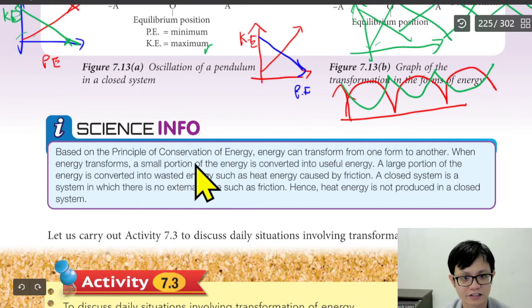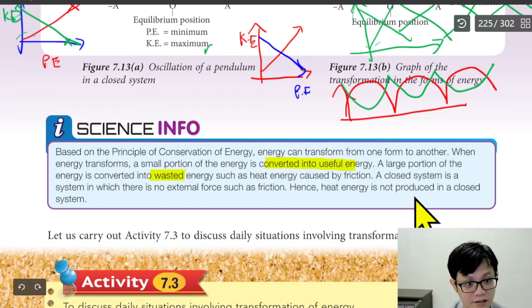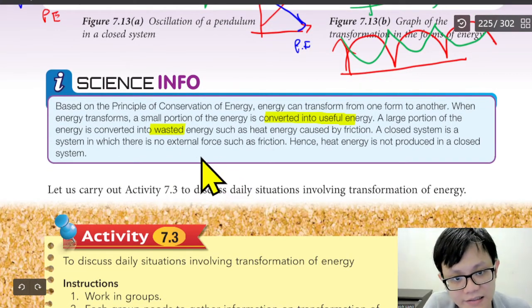Based on the principle of conservation of energy, energy can transform from one form to another. When it transforms, a small portion of potential energy is converted to useful energy. A large portion of energy is involved in waste energy. In a closed system, which has no external force or friction, heat energy is not produced. So eventually, there is energy loss.